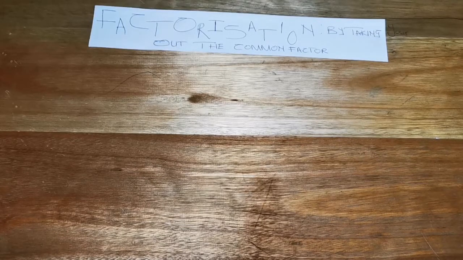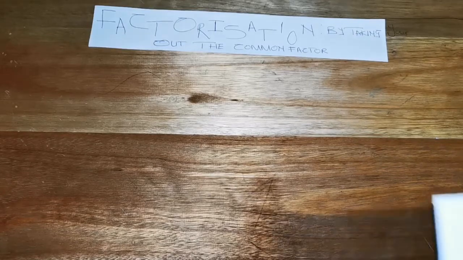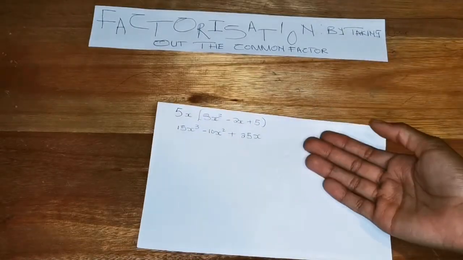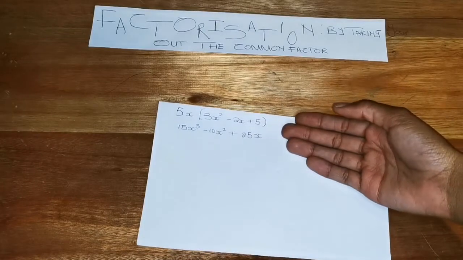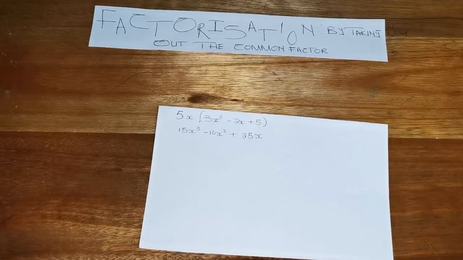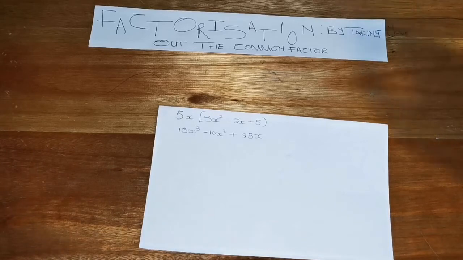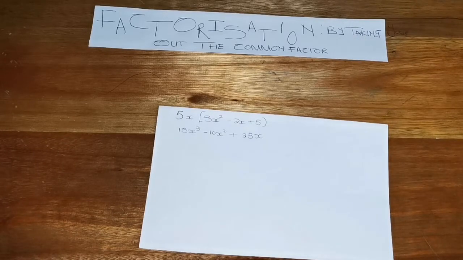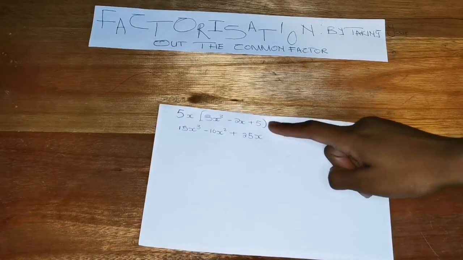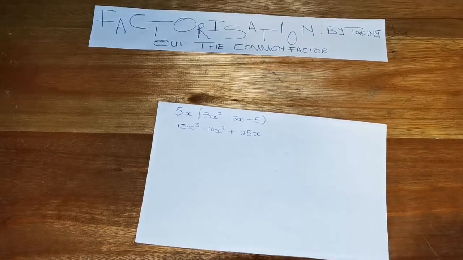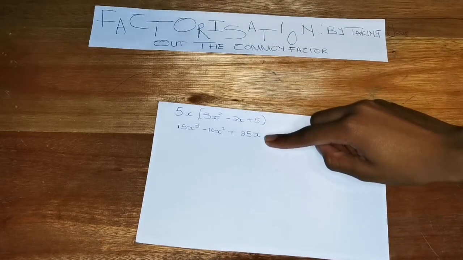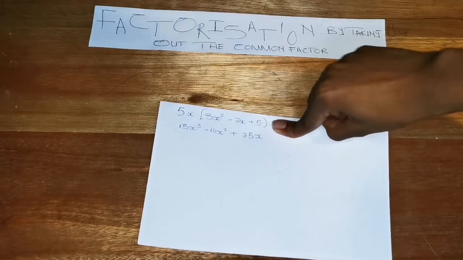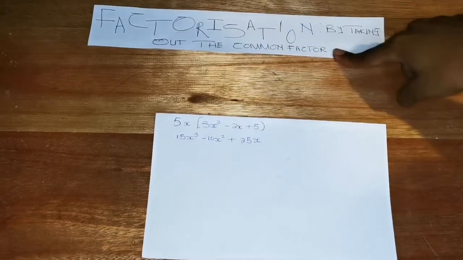Oh yes. So guys, as you've seen in the previous video, we were doing the distributive property, in which we had something like this, and then we simplified it using the distributive property. So note that factorization is the reverse of expansion. We have expanded this expression using the distributive property. Now we have to take this expanded form and take it back to the expression using factorization.